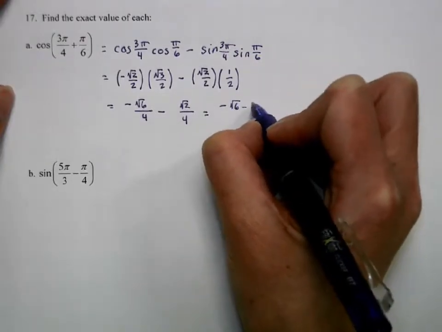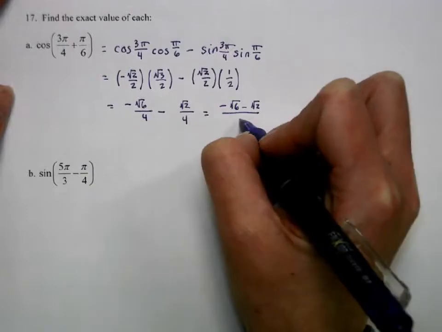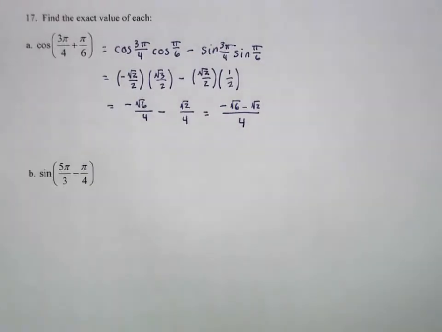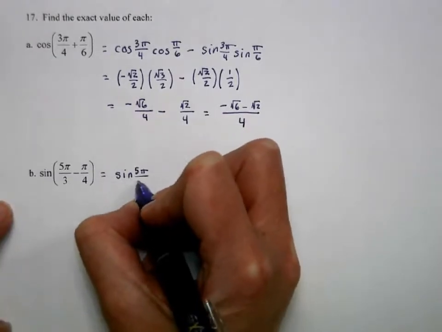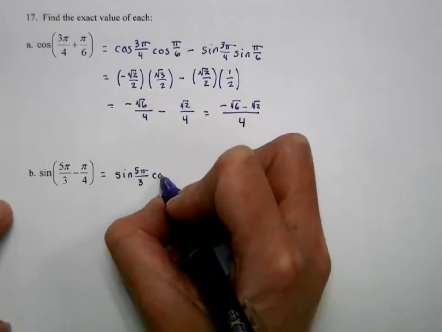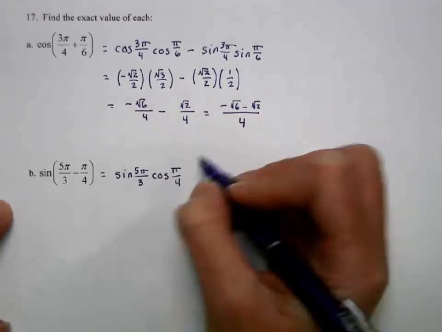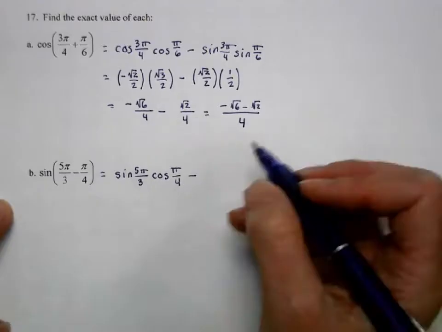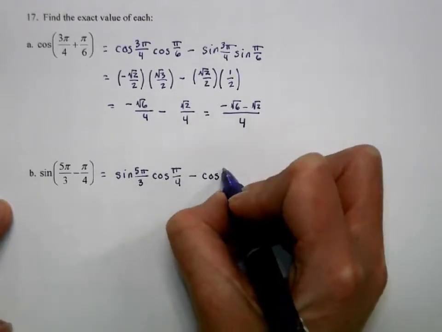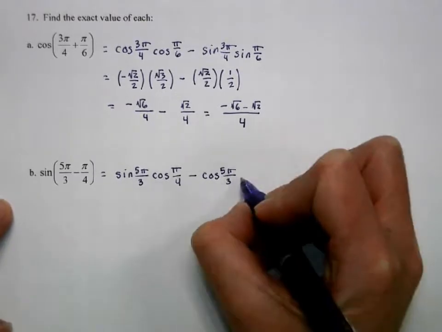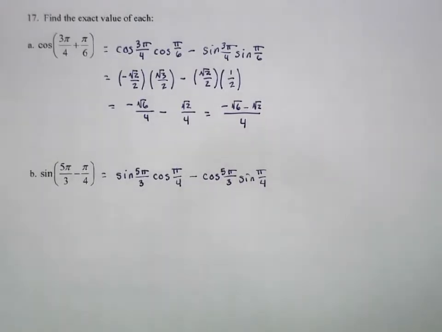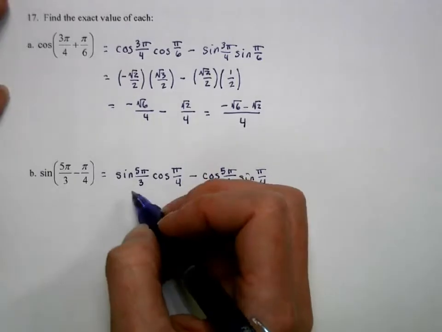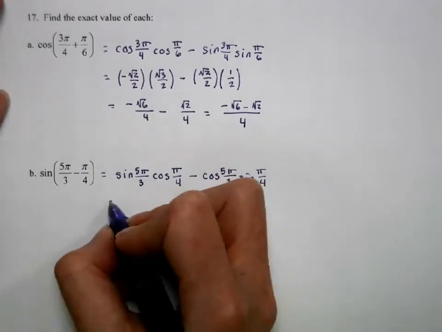Next we have a sine. So it's sine of the first thing, cosine of the second thing. This is minus, so this is minus. Cosine of the first thing, sine of the second thing. And then again, we use our unit circle to evaluate. My y value down at 5 pi over 3 is going to be a negative root 3 over 2. My cosine of pi over 4 is a positive root 2 over 2.